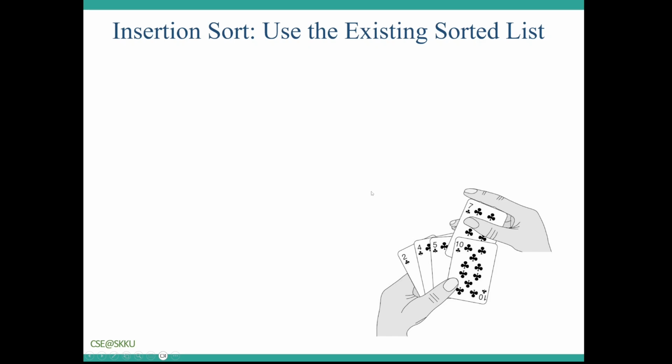Our main idea is to build on an existing sorted list. Given a sorted sequence, we insert a new element into the correct position so that the list remains sorted. For example, if we have the list 2, 4, 5, 10 and we insert 7, it goes between 5 and 10, resulting in 2, 4, 5, 7, and 10.